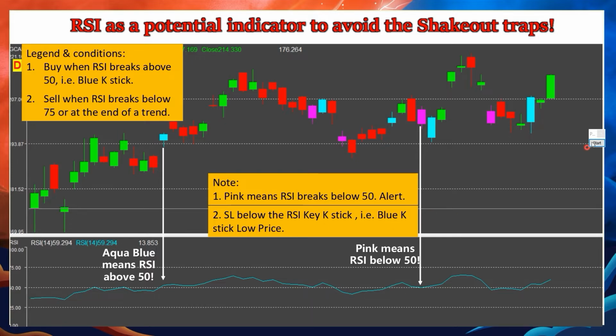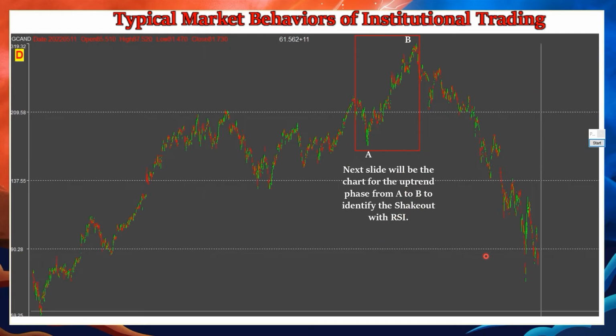All right, so what it means is, if you have entered a trade with this RSI, the low of this RSI key candle will be your stop loss. Okay, will be your stop loss. This is what it meant. All right, we'll share a little bit more with the following chart.